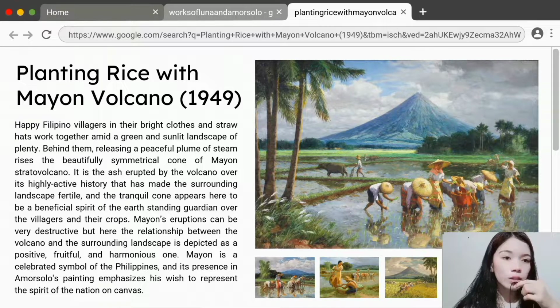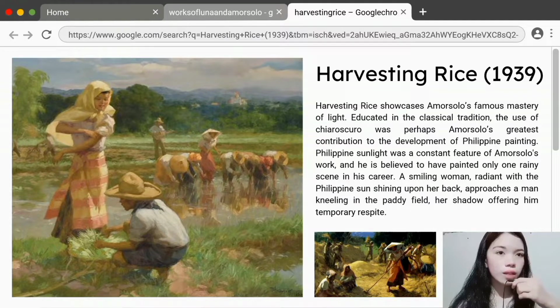Mayon eruptions can be very destructive, but here the relationship between the volcano and the surrounding landscape is depicted as a positive, fruitful, and harmonious one. Mayon is a celebrated symbol of the Philippines, and its presence in Amorsolo's painting emphasizes his wish to represent the spirit of the nation on canvas. Next is Harvesting Rice.